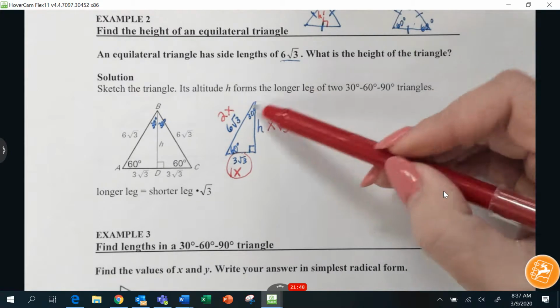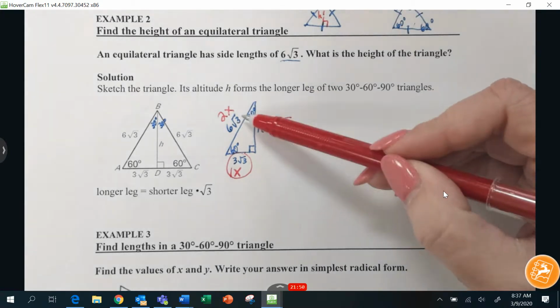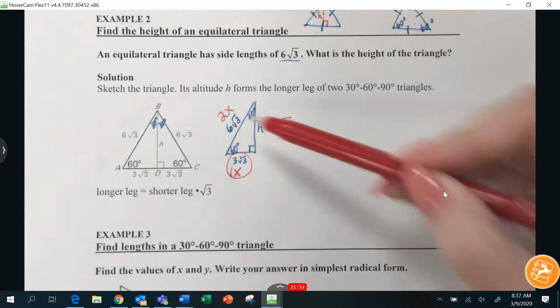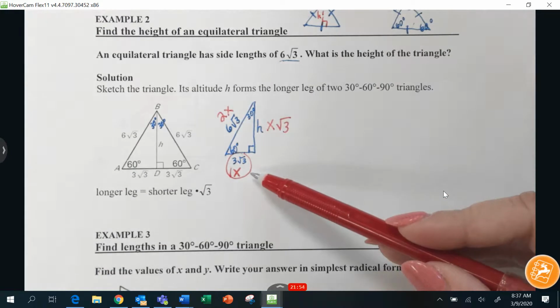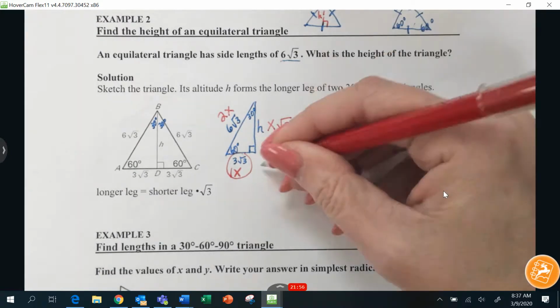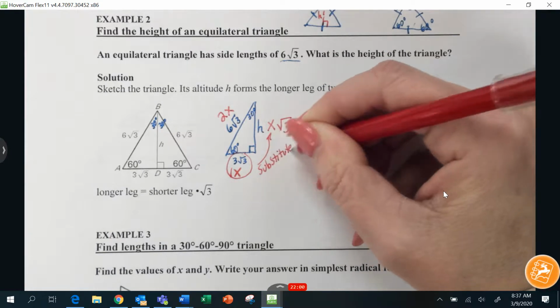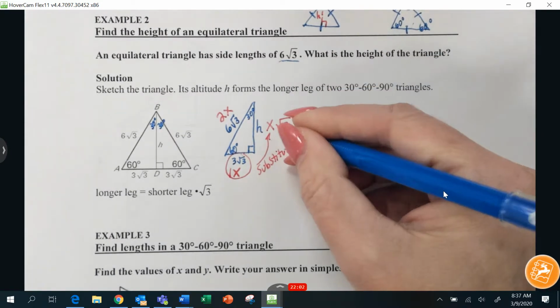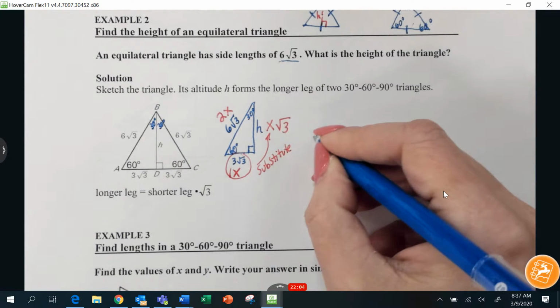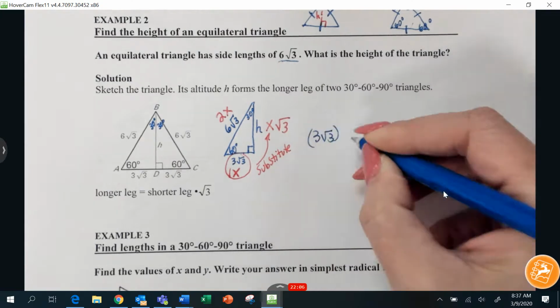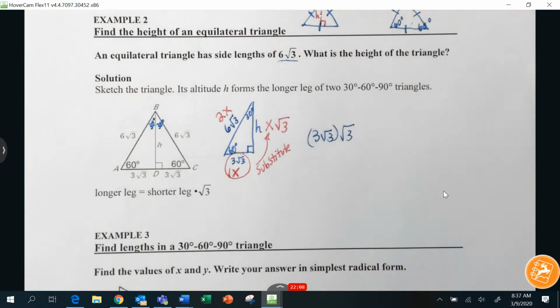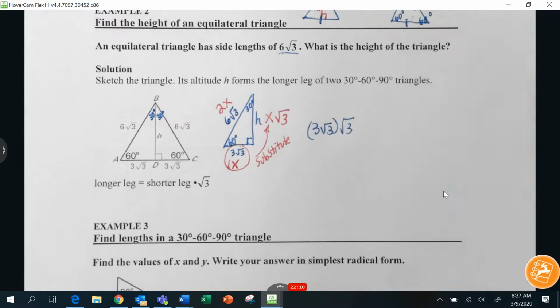Is it 30? So 6 square root 3 is 2x. I could find x, but I should already know x. It's 3 square root 3. So we're going to substitute. So I'm going to have 3 square root 3. That's my x. And then I have multiplied by another square root 3. I'll multiply that out.